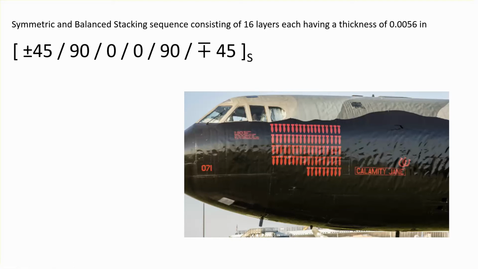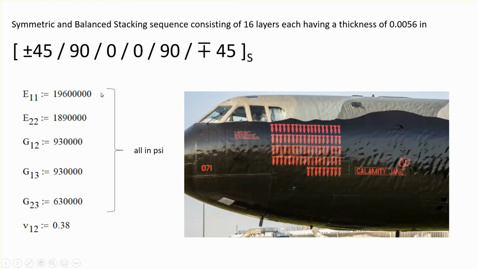Now, the actual composite that I'm going to assume is given by this layout stack up sequence, and there's 16 layers. Notice that inside of that there's 8 of them. Okay, and then this S means that it's symmetric, so it's repeated, and the thickness of each layer is 0.0056 inches. Now, the material properties that we're going to be using are given: these are the Young's modulus in the fiber and transverse directions, the shear moduli, and the Poisson ratio.